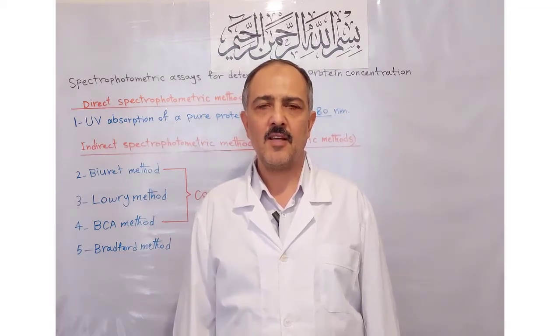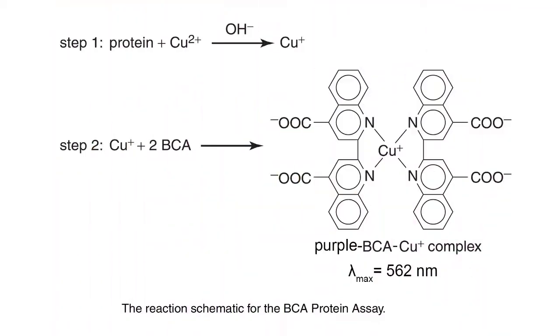In this method, cupric ions are reduced by peptide bonds to cuprous ions in an alkaline medium like the Lowry method. Each cuprous ion thus formed is combined with two molecules of the highly sensitive and selective cuprous cation chelator bicinchoninic acid or BCA to form a water-soluble purple-colored reaction product whose absorbance is measured at 562 nanometers.